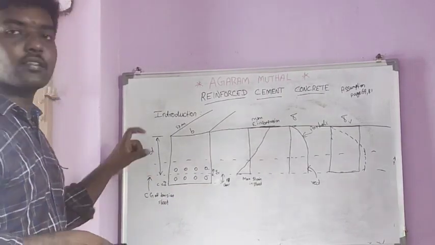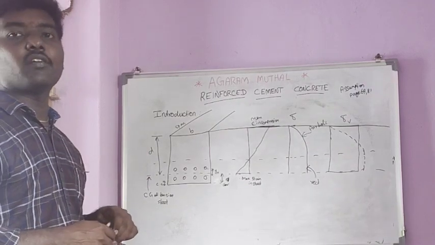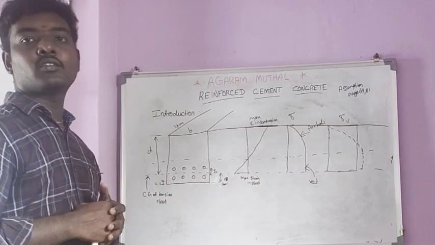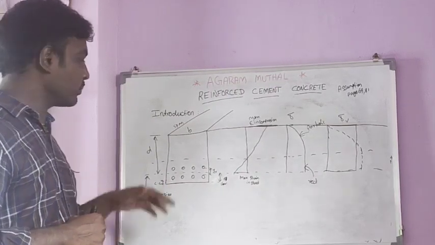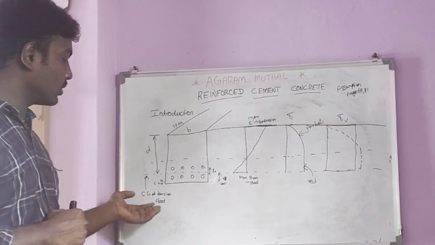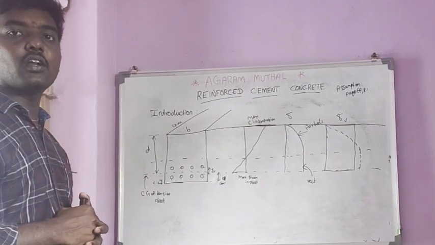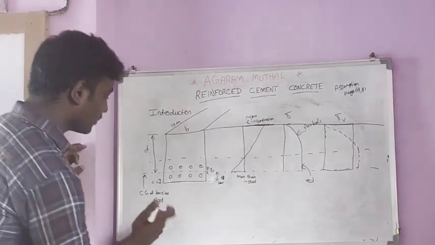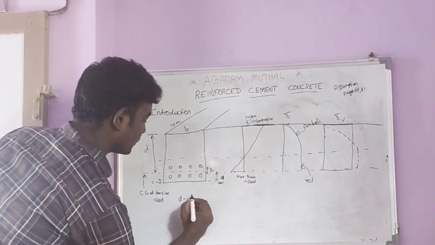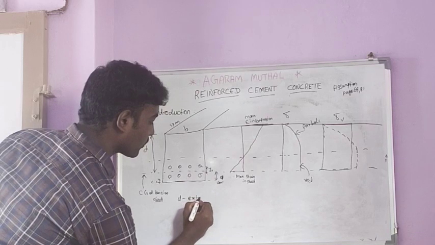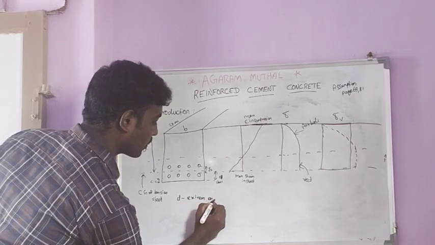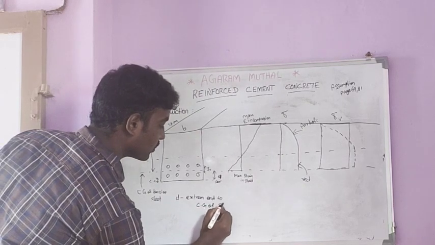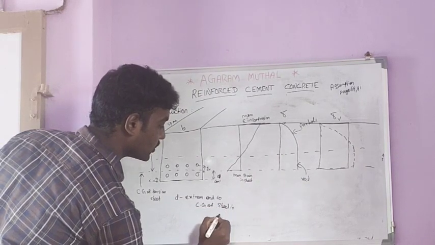So where d is the effective depth. Effective depth is nothing but the distance from the extreme end of the structural portion to the CG of the tensile steel. Effective depth is called d, measured from the extreme end to the CG of the steel in tension.